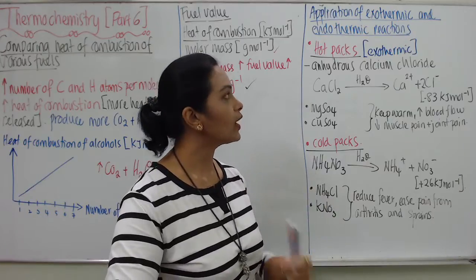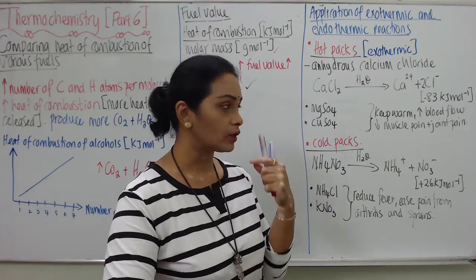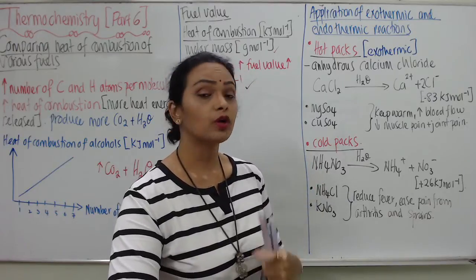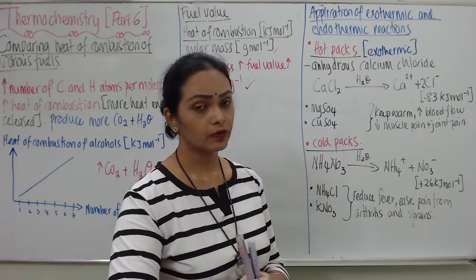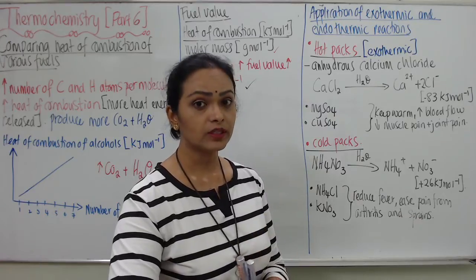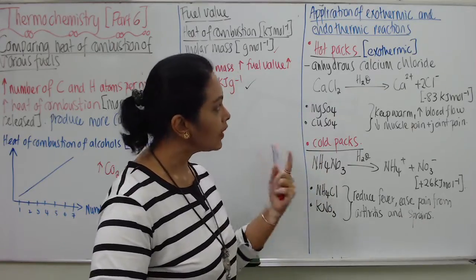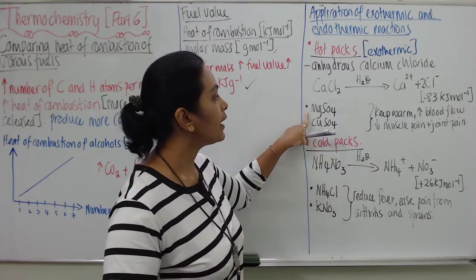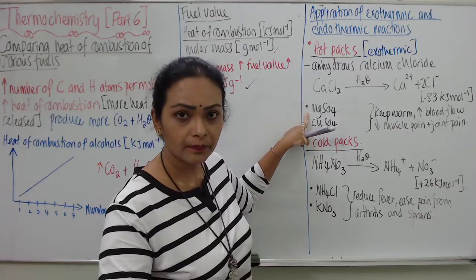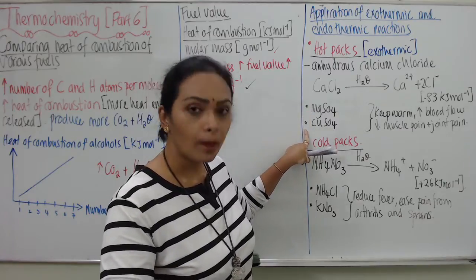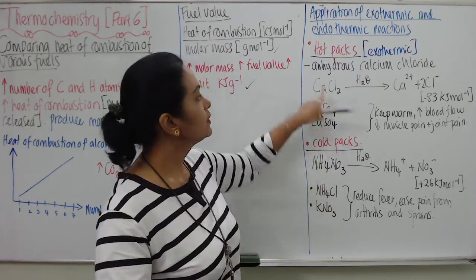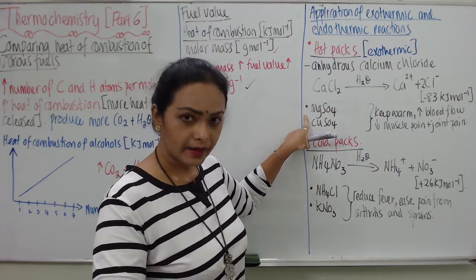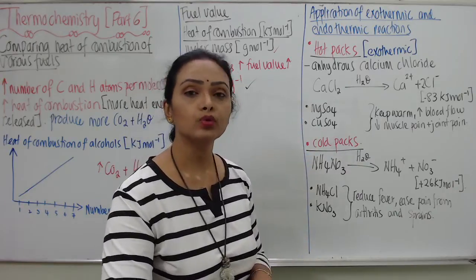So that is the reason why for hot packs, not all substances can be used, because sometimes they produce too much heat. Okay, it's dangerous for human skin. Examples of other substances which can be used as hot packs are anhydrous magnesium sulfate and anhydrous copper 2 sulfate. Teacher repeat: anhydrous calcium chloride, anhydrous magnesium sulfate, and anhydrous copper 2 sulfate.